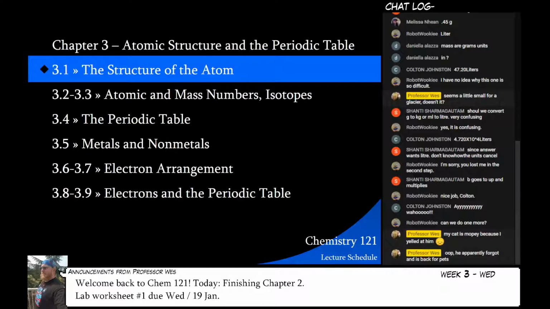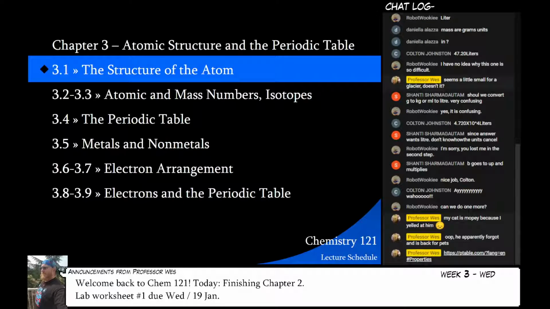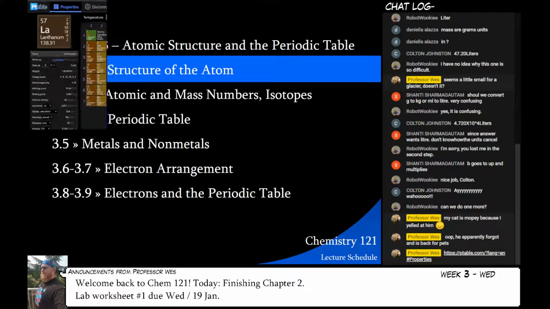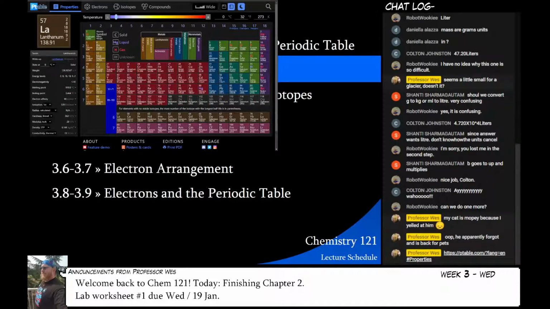For Chapter 3, you're going to need a periodic table, and so here's a good one. I'll just type this into Google and then copy. And there you go. So I am posting a link to ptable, which is a periodic table that you can load in your web browser, which is super useful. I'm going to show that on the screen really quickly here.